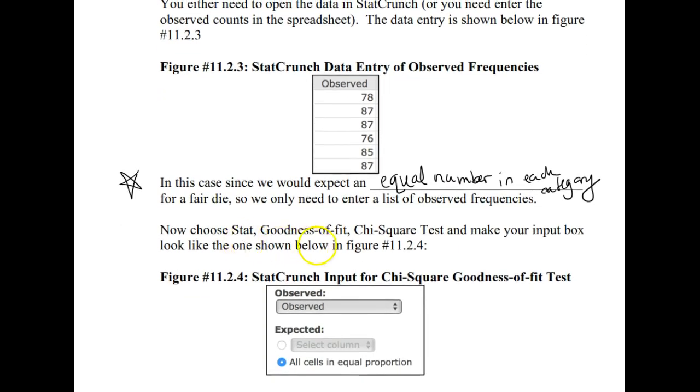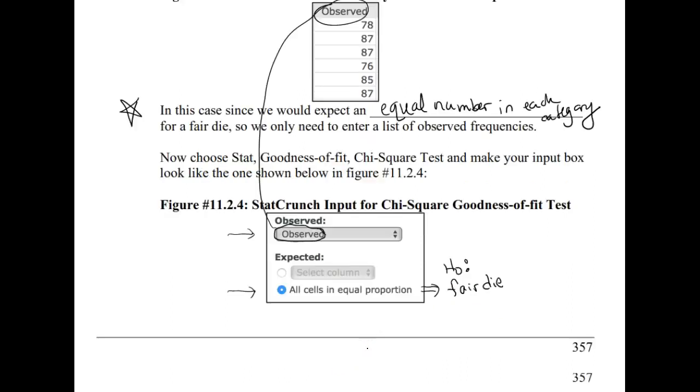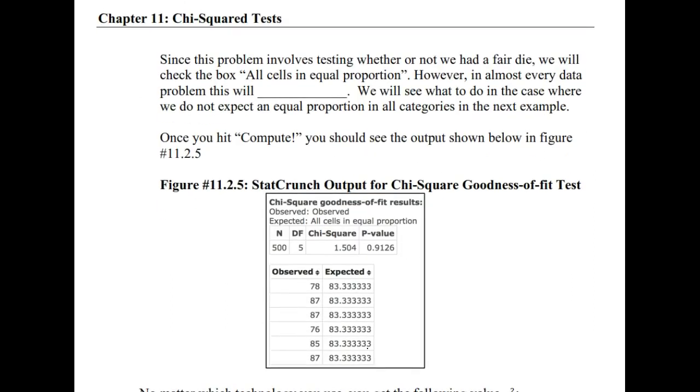So now we're going to choose Stat, Goodness of Fit, chi-square test, and we're going to make our input box look like the one below. So this observed is the name of that column. But then under expected, we would bubble in the dot next to all cells in equal proportion. And that's because the null hypothesis says that we have a fair die. And if H0 is true, then we would expect an equal proportion for all sides of the die. Alright, so since this problem involves testing whether or not we had a fair die, we will check the box all cells in equal proportion.